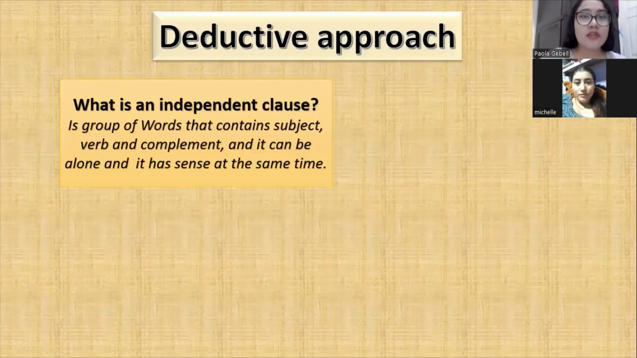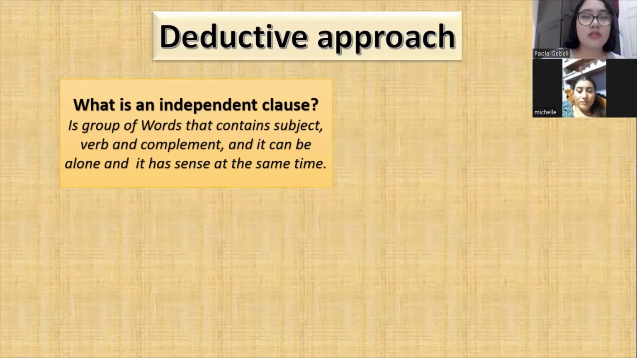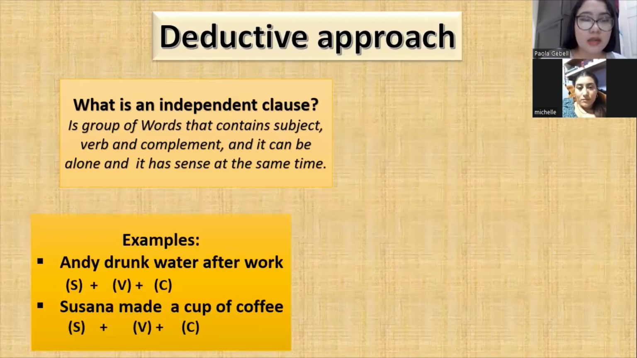So I'm going to start explaining what an independent clause is. This is a group of words that contains a subject, verb, and complement, and it can be alone and it has sense at the same time. Here I have two examples that explain what an independent clause is. Here we have the first example that says, Andy drank water after work.